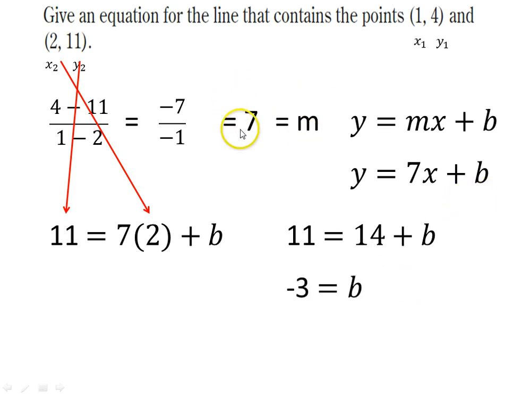So we now have our slope that we found right away, and we now have our y-intercept of the line that contains these 2 points that we were given in the beginning. So plugging that into our slope-intercept form would be y equals 7x minus 3. This here is our equation for the line that contains the points (1, 4) and (2, 11). And if we go and plug in 1 for x, 4 for y, we will get a sentence that makes sense. And if we plug in 2 for x, 11 for y, we will get another sentence that makes sense.